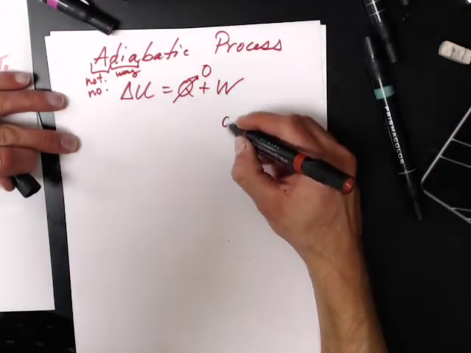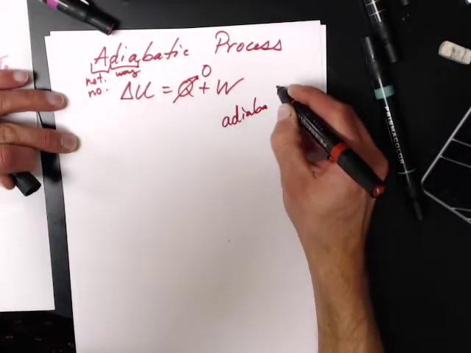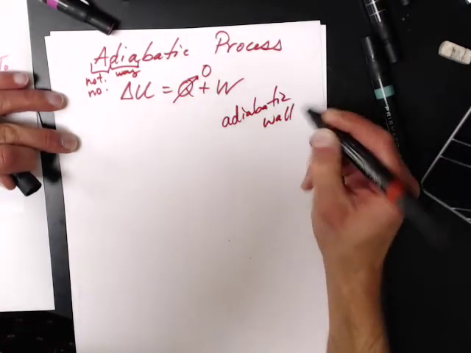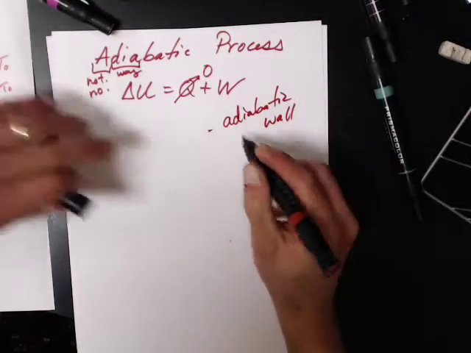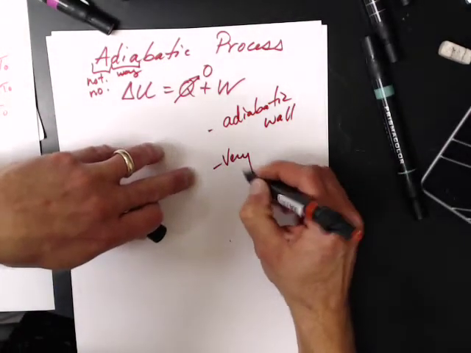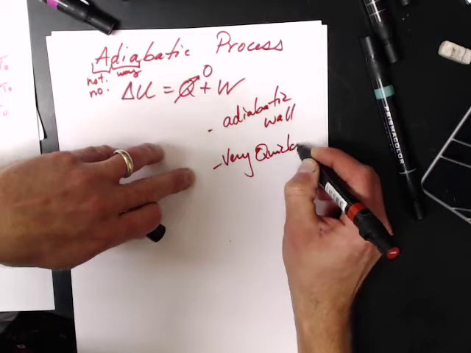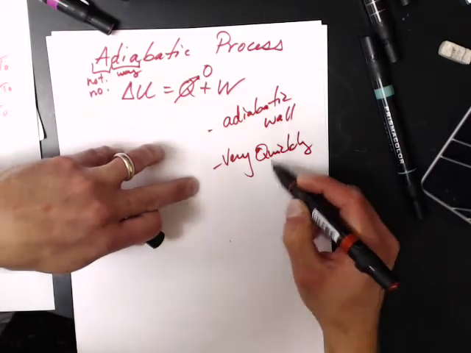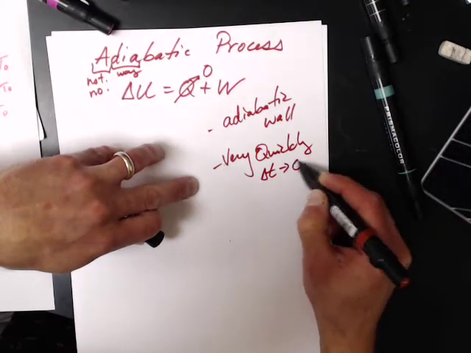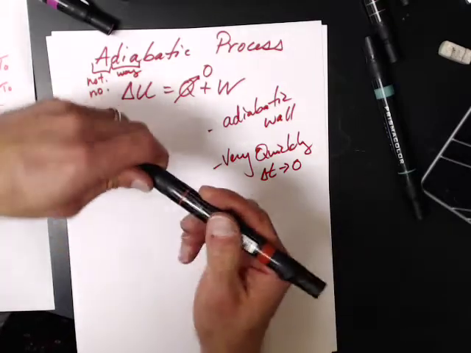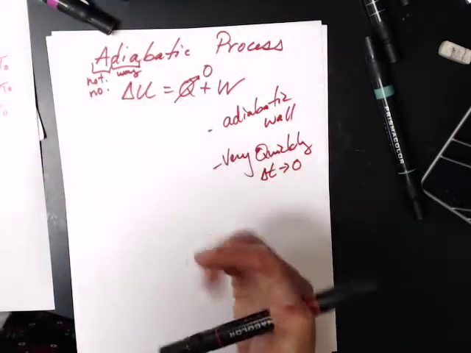So you either do that with an adiabatic wall, such as styrofoam or something like that, or you do it very quickly. So there's no time, so my delta T approaches 0. So I do it very, very quickly, and there's not enough time for the heat to flow into my system.